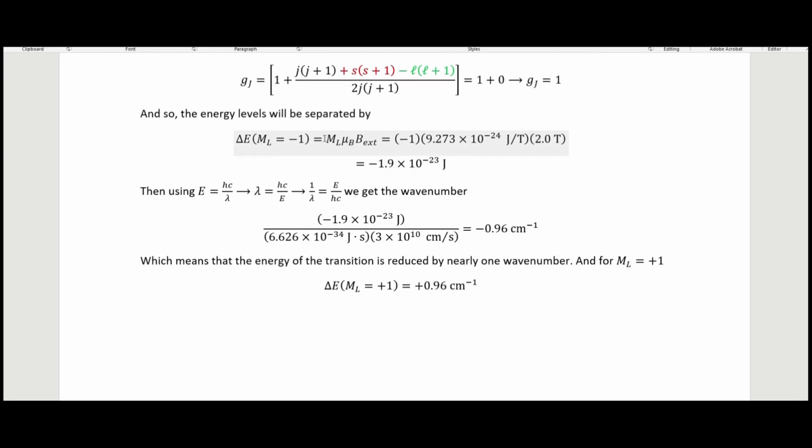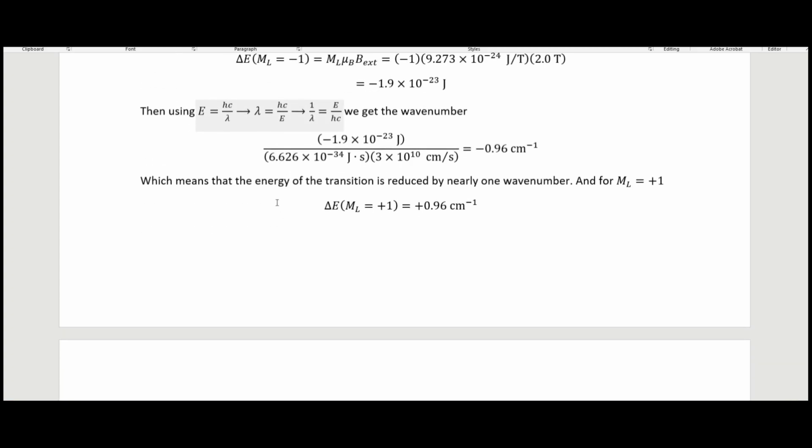So if we actually calculate it, we have this as our energy levels here, so the perturbation to our energy level. And so we can have m sub L be minus 1. We put this in, so remember this is the Bohr magneton in terms of joules per Tesla. And then we have 2 Tesla here, which is our external magnetic field. And so we end up with negative 1.9 times 10 to the negative 23 joules. We convert that to a wave number and we get minus 0.96 inverse centimeters.